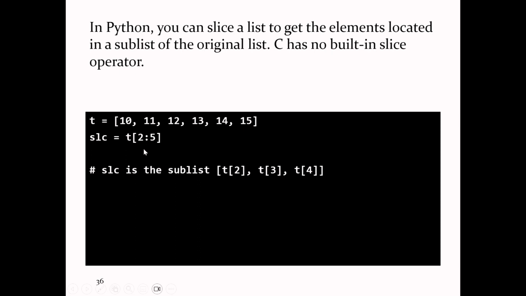If I want the elements 12, 13, and 14, in Python I can write t[2:5]. The 2:5 means all the elements starting at index 2 up to, but not including, the element at index 5. So elements at index 2, 3, and 4. And in Python, that returns a new list containing those elements, which is often very handy.